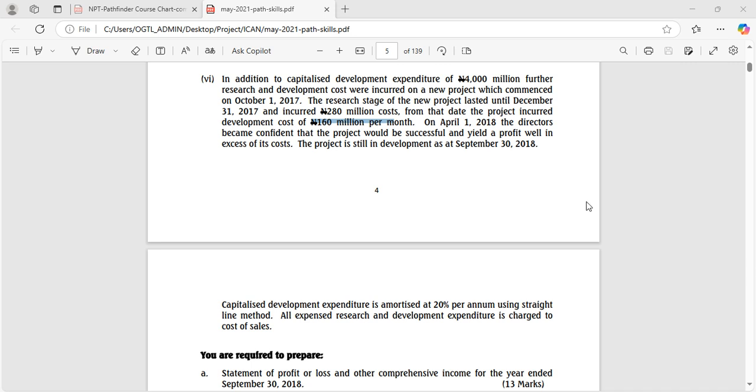Any cost we spend from January to March, we expense it, right? But from April, they are telling us that it will become a success. So May, June, July, August, and September, when we close the account, that amount has to be capitalized. Do you understand? Yes, sir, we are with you. So from April to September, we have to capitalize it. Additional R&D capitalized.